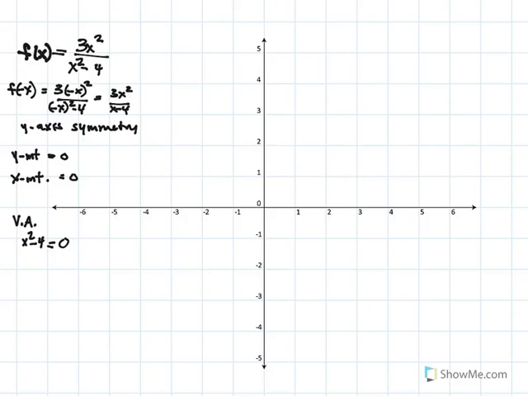Okay, so here I've started this graph. We have this function, 3x squared over x squared minus 4. I've started going through the steps to be able to graph the rational function. So first I found out if it has symmetry.